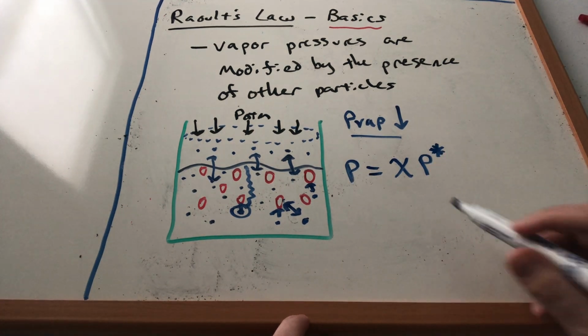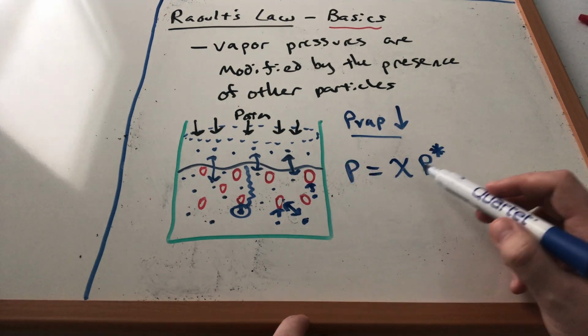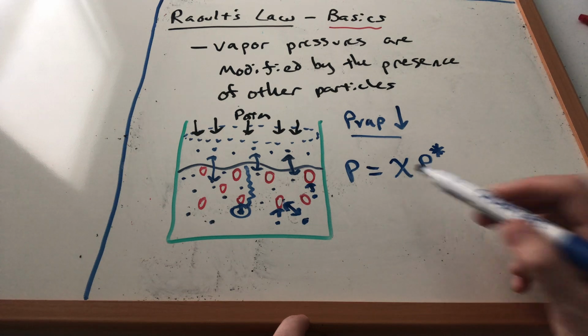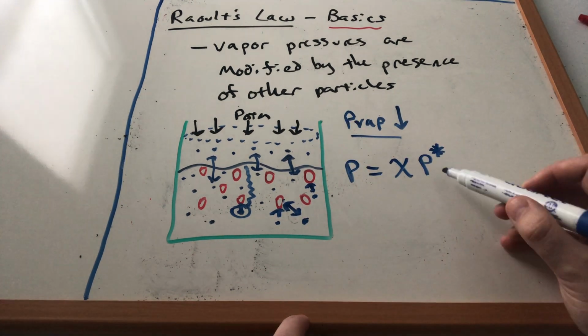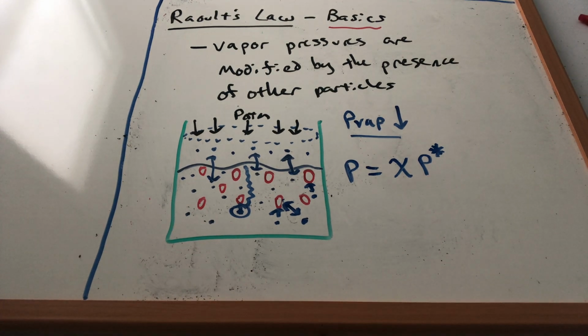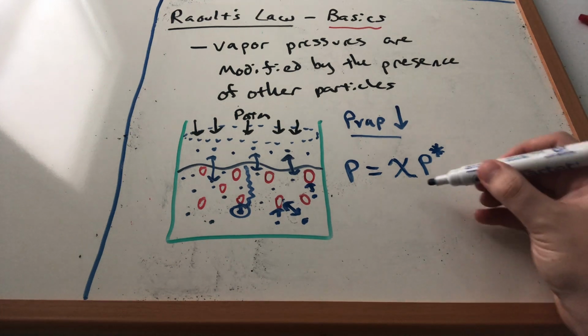Now, how this makes sense: this is the vapor pressure in the solution, and it's gone down proportional to its mole fraction. This is the vapor pressure that we had before when we just had blue stuff. This is the pure vapor pressure. So this chi is mole fraction. Why does this make sense?